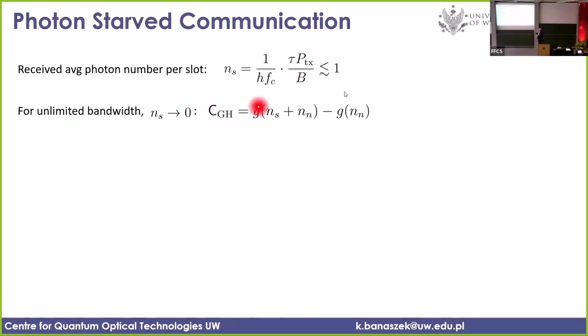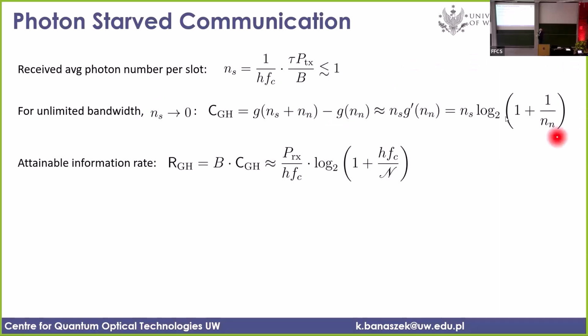Now, if we ask what is the capacity limit, and we don't have any constraints on the bandwidth, on the slot rate, then actually we can check what is happening in the limit of the signal strength going to 0. And then we find out that our capacity is proportional to the mean photon number per slot, which makes sense, times some factor. And this factor actually tells us how many bits of information we can encode in one received photon, all right? So what we are fighting for is high photon information efficiency.